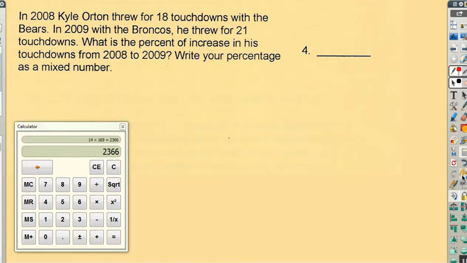More Debo. All right, so what percent increase? How many more touchdowns did he have the second year than the prior year? Well, he had 3 more. To find your percentage increase, you divide your increase by the original number, and you get 1/6. So the question is, what is 1/6 as a percentage?